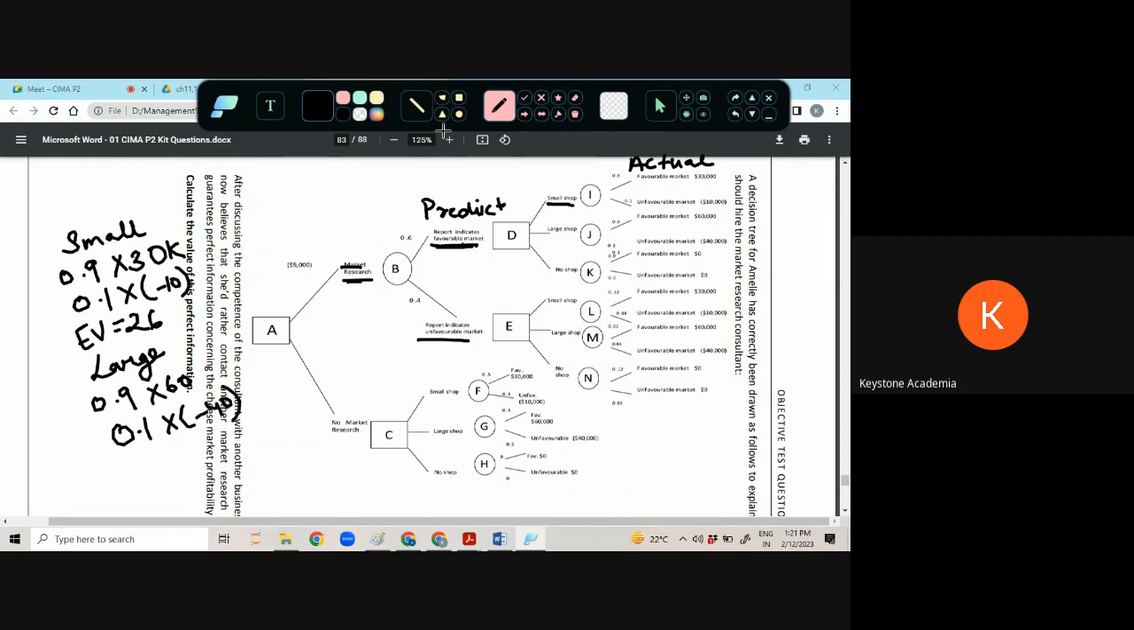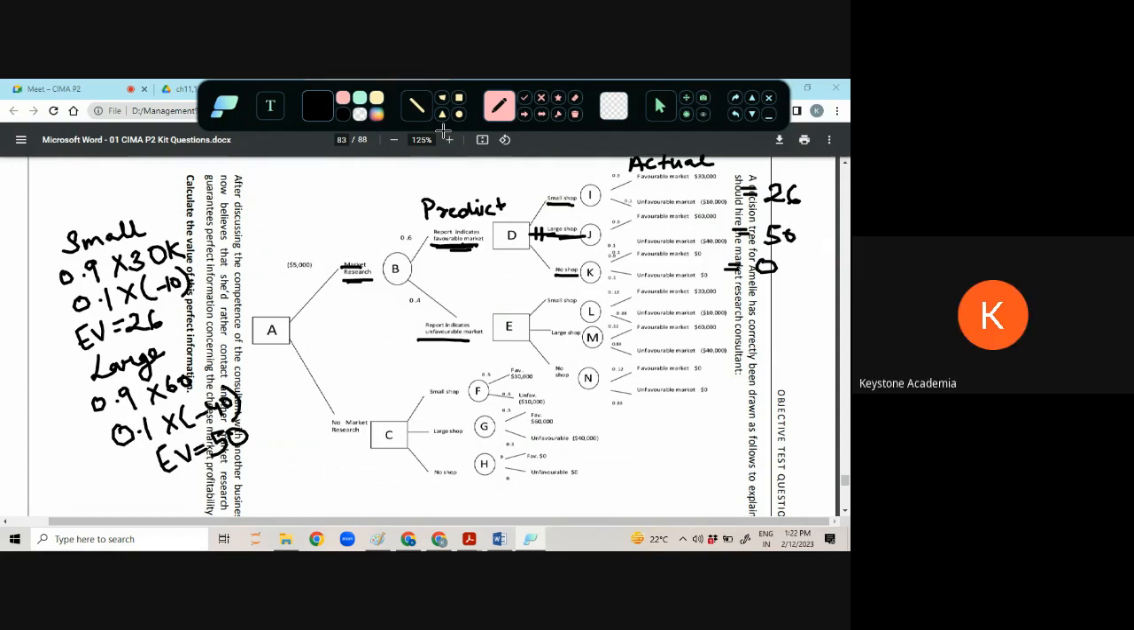This is your expected value of 50. So what do you think about making a decision here, if the small shop is giving the expected value of 26K, large shop is giving you 50,000, and no shop is giving you zero? What decision should she make after the prediction is favorable? Take the large shop. Yes, take the large shop. So what you will do in making a decision, you will cut it with two hyphens. That indicates that this is the route that you want to go ahead with.